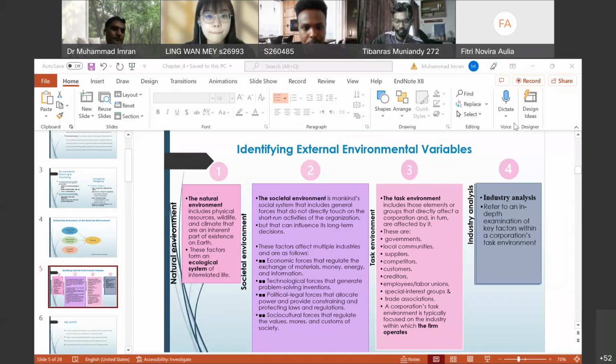So, the natural environment. What is the natural environment? It's basically the physical resources, wildlife, and climate which we have in our physical environment. Why is it important to maintain the ecological system? What is the ecological system? The relation between human beings, plants, and natural resources, like the natural sources of water and air. We must maintain the ecological system of Earth.